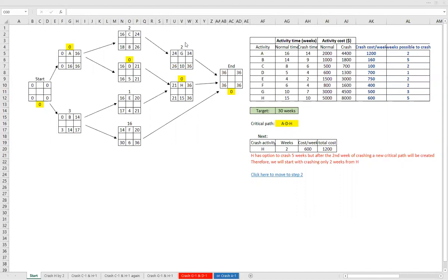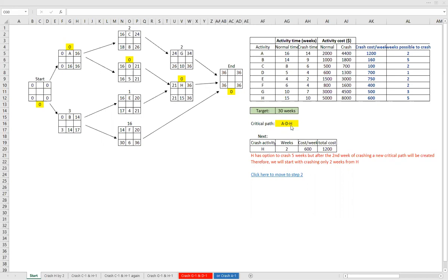Let's assume that for the network diagram that we just solved with the normal times, the earliest we can finish this project is 36 weeks. And let's assume management's target is to shrink the time for completion to 30 weeks. So far we can see that our critical path is ADH. And the question we ask ourselves is: what next?